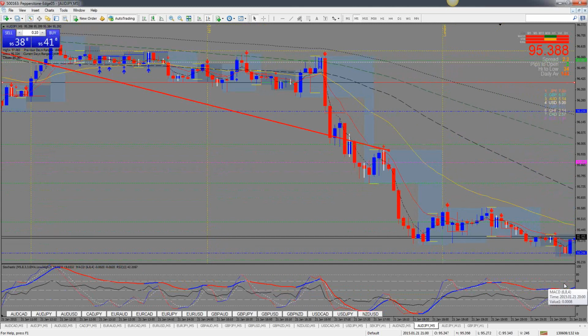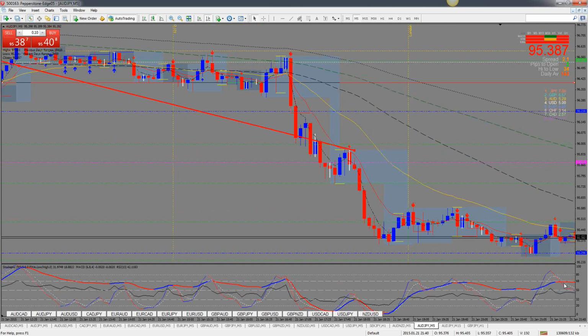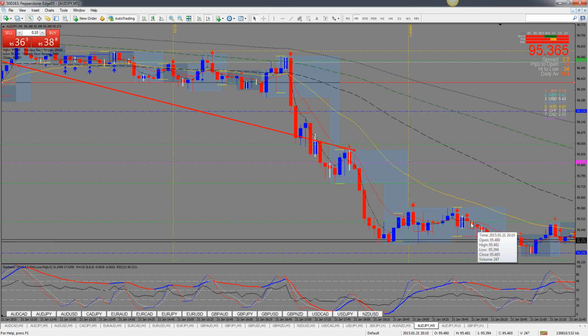But it's not the right time of day to be taking that trade, because I don't trade after London close. Look at the volume. The volatility is very, very low. The market is just bouncing back and forth here.